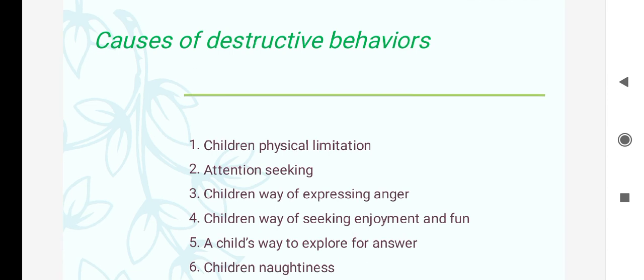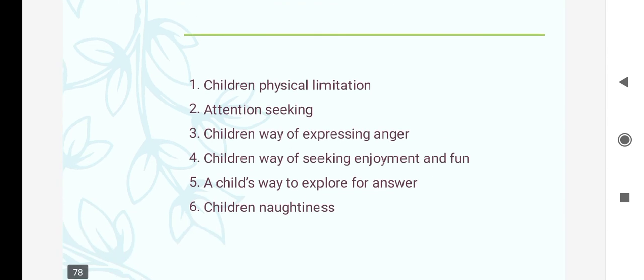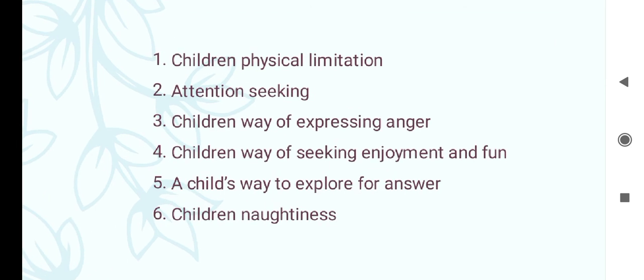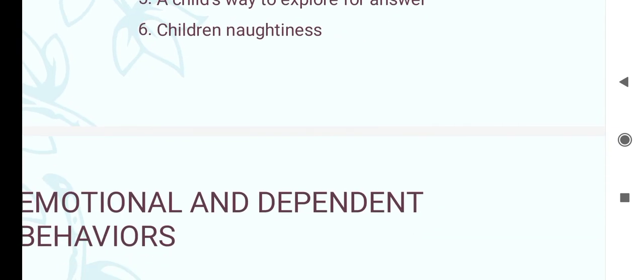Causes of destructive behavior: number one, children's physical limitation; number two, attention seeking; number three, children's way of expressing anger; number four, children's way of seeking enjoyment and fun; number five, a child's way to explore for an answer; number six, children's naughtiness.